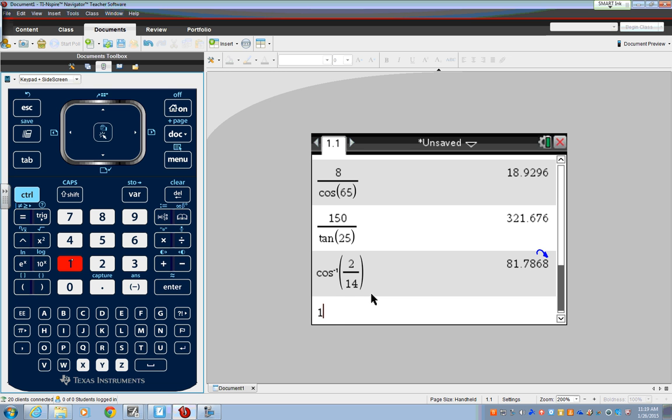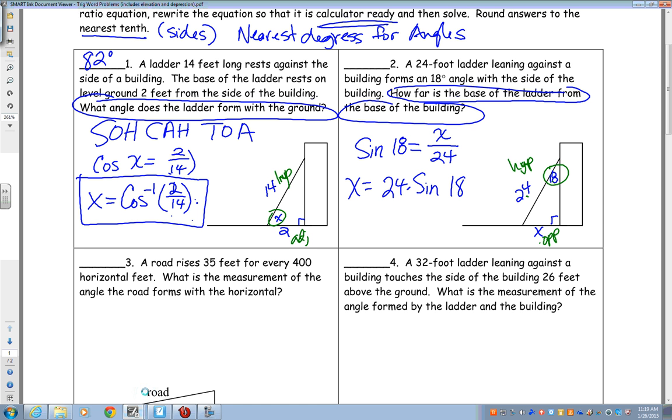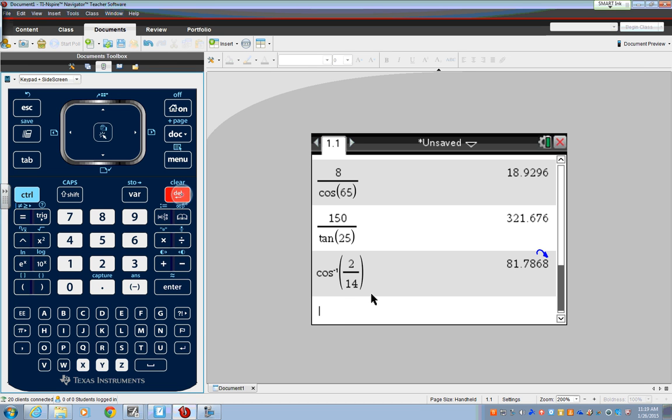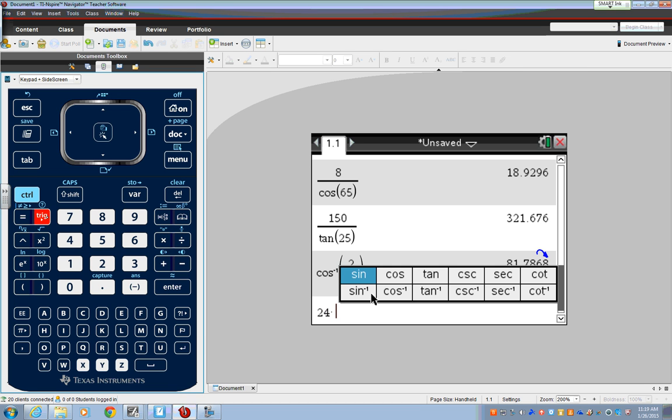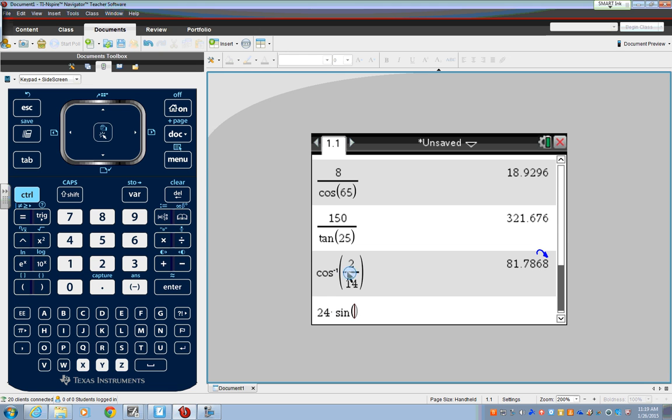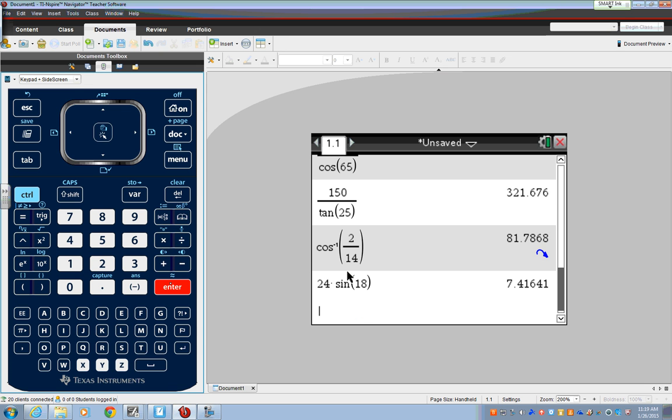So 18. Is that right? I forgot. No, 24 times the sine of 18. All right, so 24 times the sine of 18. I'm going to round to the nearest tenth. 22. Whoa. Yeah, I did. 24 times the sine of 18. 7.4. Okay, that's a good point, though, Elias.